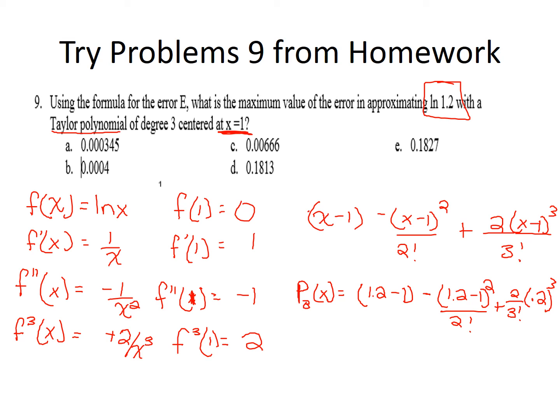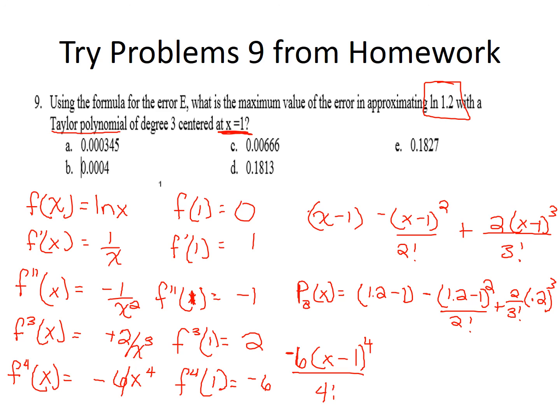Okay, so I could approximate that. I want to know how close that is to the actual value of the natural log of 1.2. To find out, I would have to use the next term. If I come down here and find my fourth derivative, I see my next term is negative 6 over x to the 4th. So my fourth derivative would be negative 6. The next term in that series would be negative 6 times x minus 1 to the 4th power over 4 factorial. This is my next term, and my error has to be less than this next term.